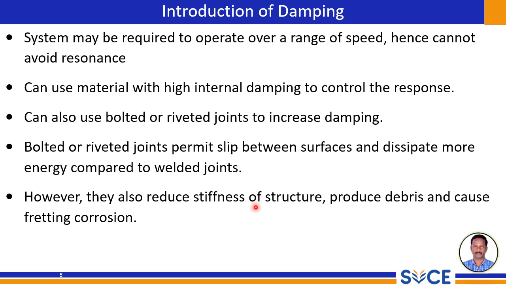However, there is a trade-off. They also reduce stiffness of the structure, produce debris, and cause fretting corrosion. Bolted or riveted joints are not as rigid as welded joints, potentially reducing the overall stiffness. They can also generate debris due to wear and tear, and fretting corrosion can occur due to the relative motion between the surfaces.